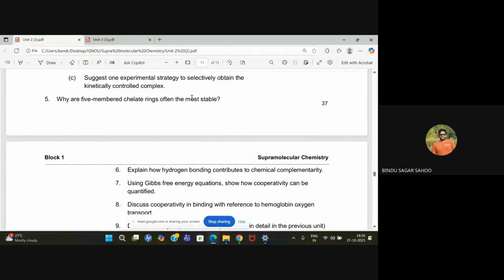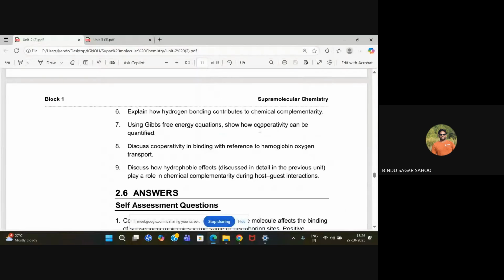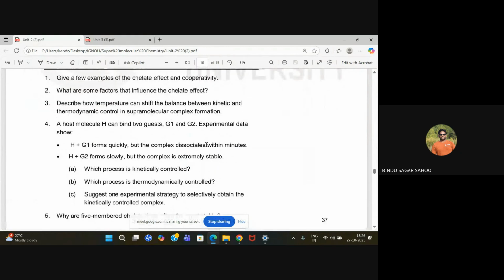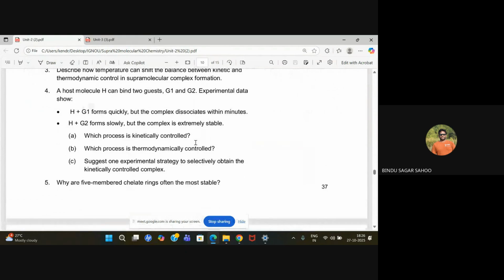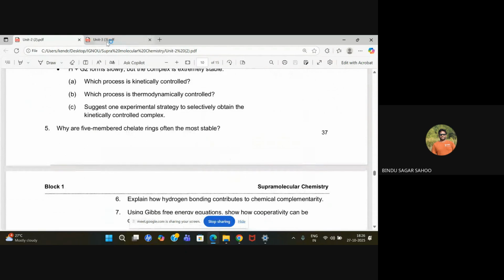Okay, and these things we will also discuss initially. What's the role of hydrogen bonding? What is chemical complementarity? What gives free energy, delta G equal to delta H minus T delta S? How can cooperativity be quantified? What is the cooperative effect in binding in hemoglobin? And how do hydrophobic effects play a role in complementarity during host and guest interaction? So you need to discuss these, and remember the answers of all the terminal questions. Okay.